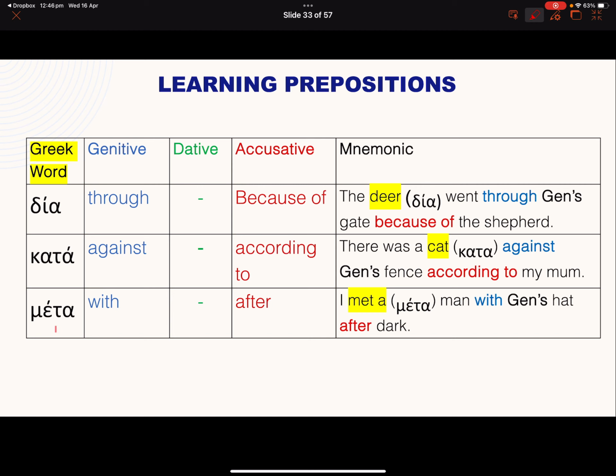The last one here, meta, with and after. I met a man, I met a man with Jen's hat. I often put Jen in my sentence as a way of reminding me that that first word is a genitive. I met a man with Jen's hat after dark, because when meta is followed by the accusative, it means after.